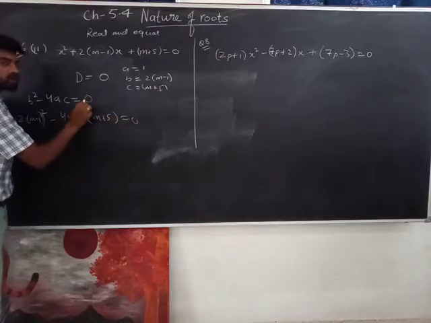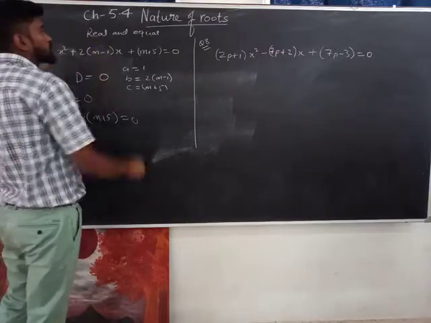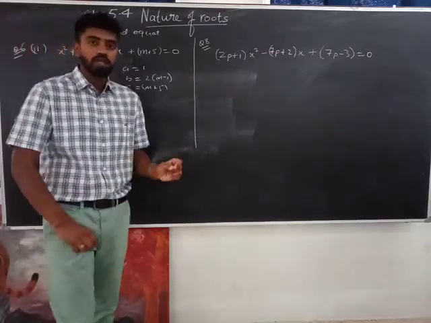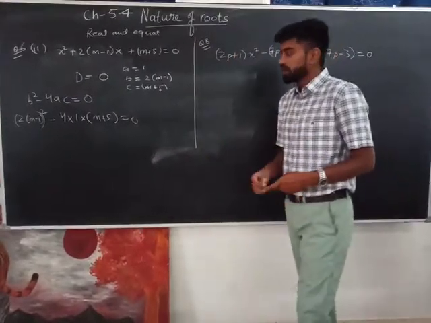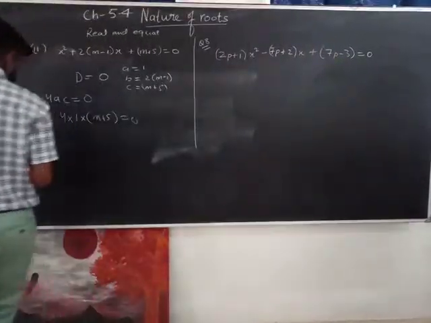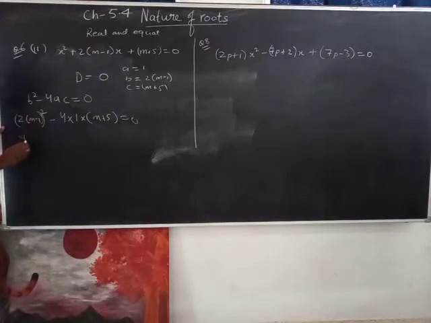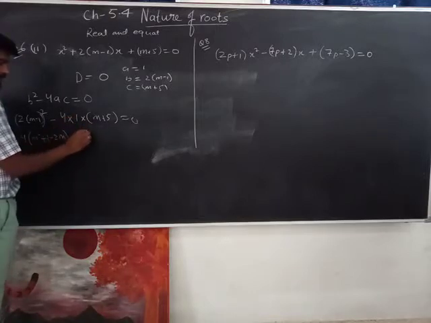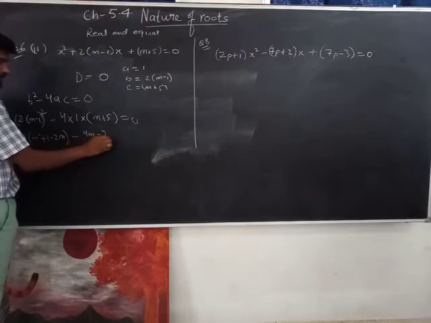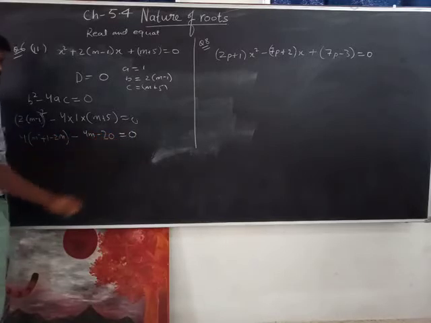Why did I keep it equal to 0? Because they have given in the question that the roots are real and equal. Whenever the roots are real and equal, I keep D equal to 0. Keep that in mind. Now let's start solving this. If I square this, it becomes 4. And if I square this bracket, a formula will be applied here: m square, a square plus b square minus 2ab, minus 4 is going to get multiplied by 4m minus 20 equals 0.